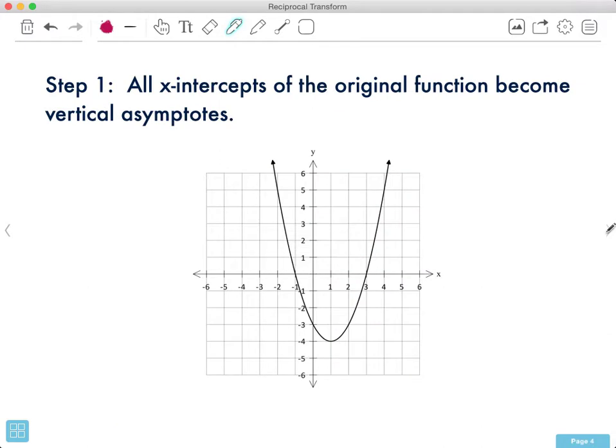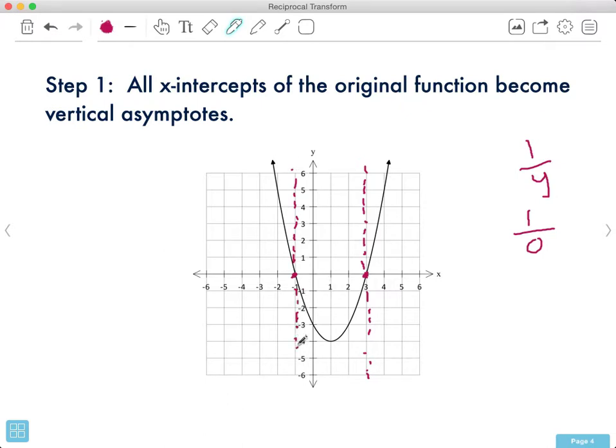So in step 1, all your x-intercepts of your original function become vertical asymptotes. I have 2 x-intercepts on this graph, one at 3 and one at negative 1. Those x-intercepts both have a y-coordinate of 0, and we are reciprocating the y-coordinate. That's the overall idea to keep in mind. So when I reciprocate 0, I get 1 over 0, which is undefined. So what happens is at that x value, we get a vertical asymptote for each of our x-intercepts.